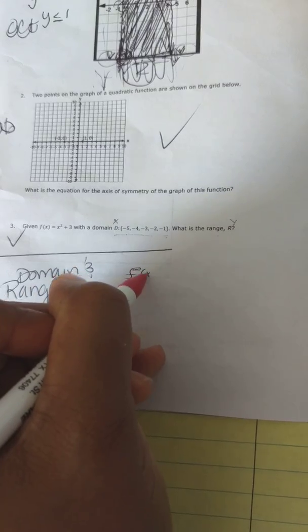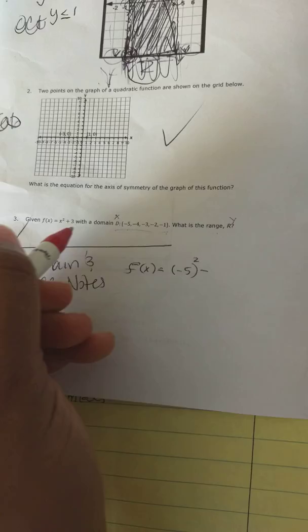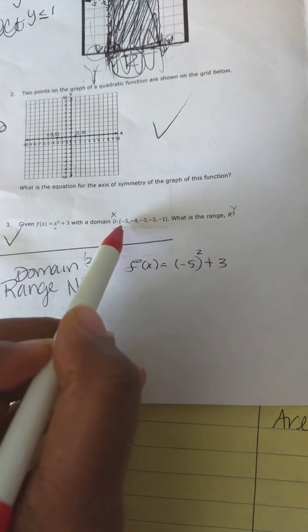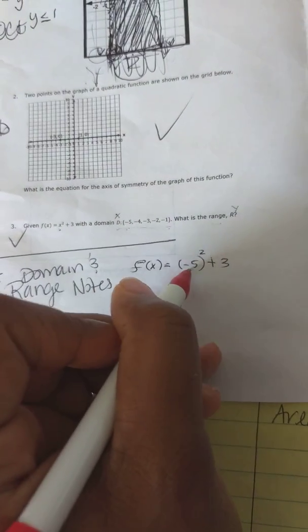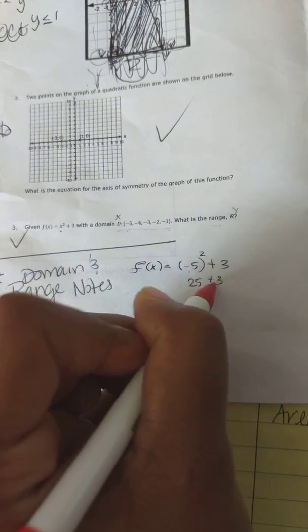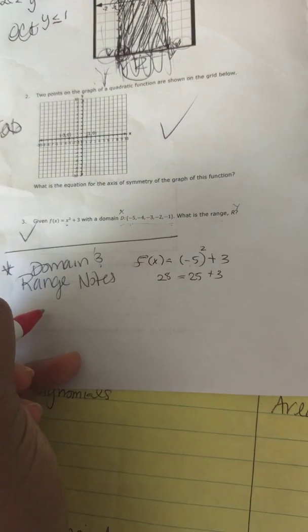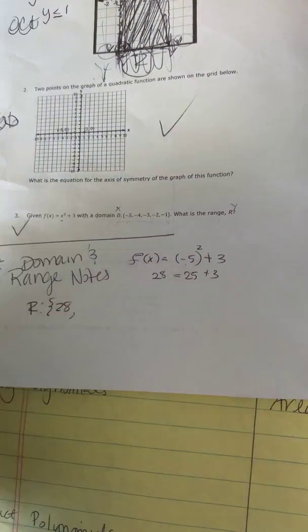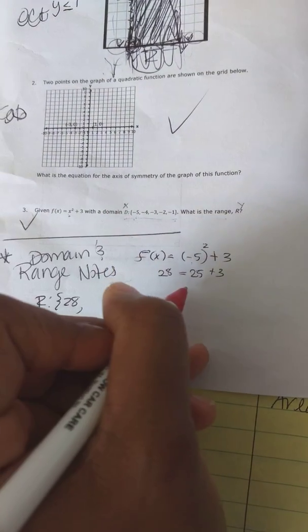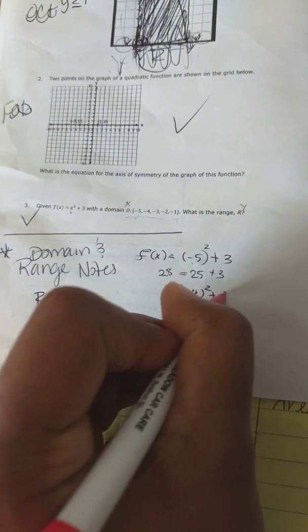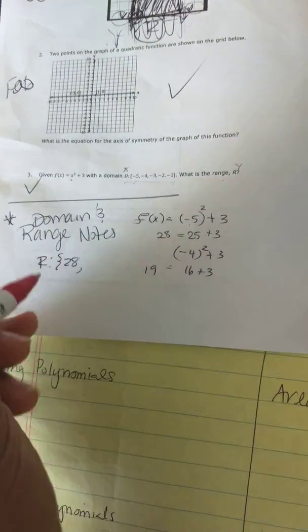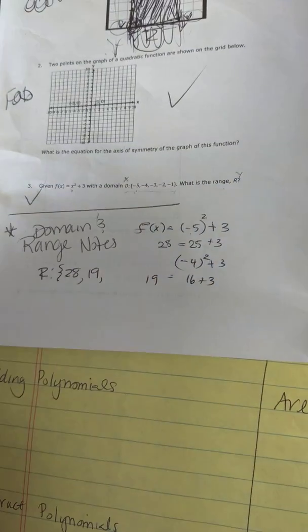So f of X equals X squared plus 3, and the first value is -5. Everywhere there was an X, I put in the -5. Then -5 squared is positive 25 plus 3 is 28. So the first number in my range is 28. Then I plug in the next one, -4 squared plus 3. 16 plus 3 equals 19. So the next number would be 19.